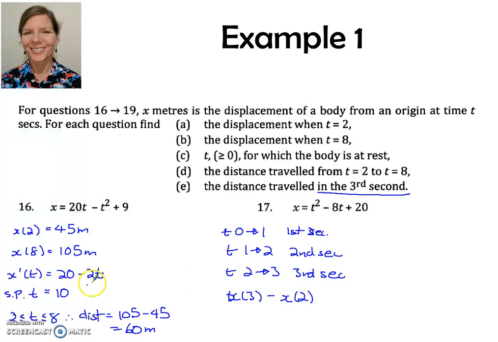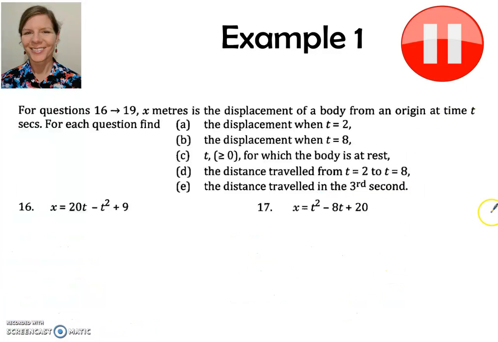Now we know the turning point doesn't occur until 10, so there's nothing sort of squiffy about that. We just need to subtract those two. And what you get is 60 minus 45, which gives you 15 metres. Okay, but again, if there was a turning point in there, you would need to be careful because it's asked for distance, not displacement. Okay, these are different, so be careful with that one.